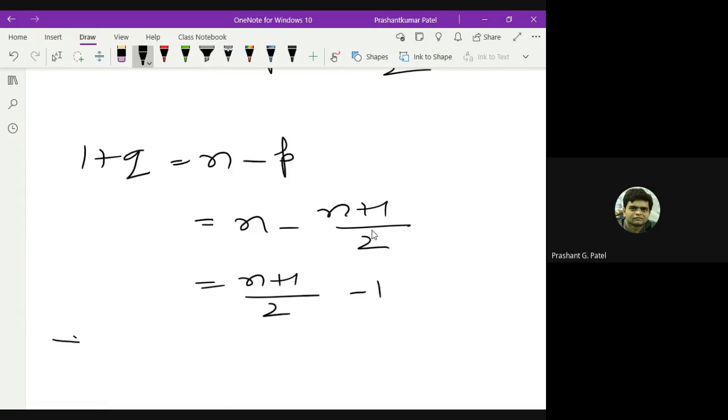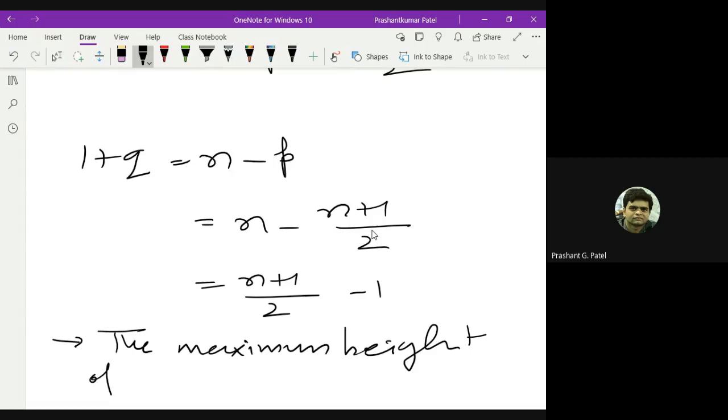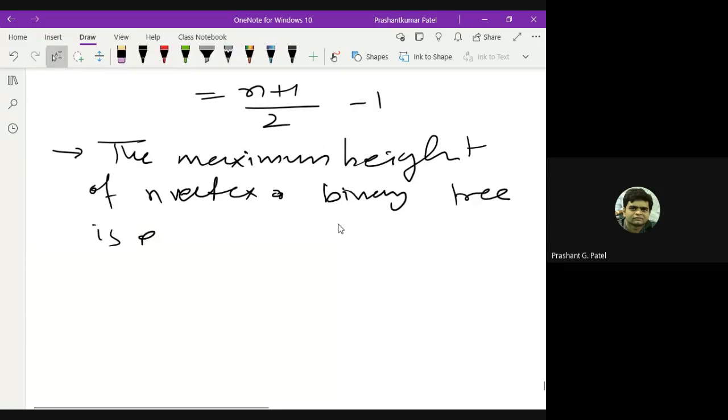And the last one that we need to state here is that the maximum height of an n-vertex binary tree is (n minus 1) by 2. So the height of the binary tree with n vertices is (n minus 1) by 2. That also one can prove very easily, but we will not discuss the proof here.